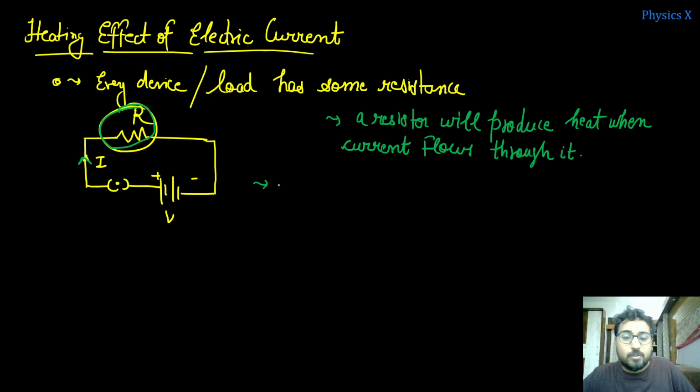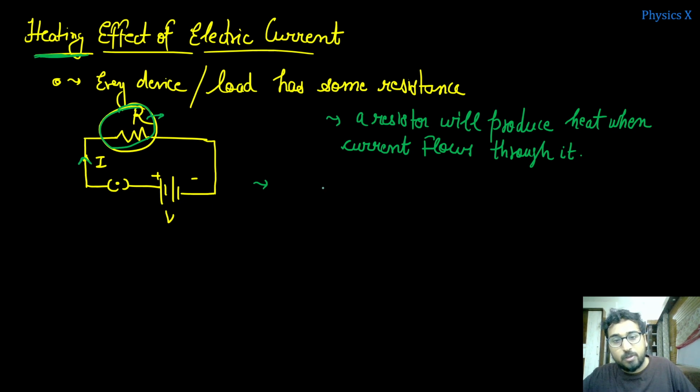Sometimes what happens, suppose a fan is running. The main aim of the fan is to rotate and give you the air. But there is some heating also, and that is undesirable. But in some loads, heating is desirable. Let us say a heater. In a heater, we want more heat to be generated. So that is where Joule's heating is of use. But what you need to know is that every device, when connected to a potential difference, current will flow and heat will be produced, due to this resistance.